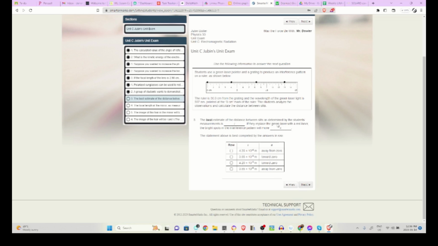So if you replace a high energy with a low energy, then you're going to get more diffraction. The more energy, more momentum we have, the more likely it is to come straight through. So part 2 has to be away from the 0. So that means we're either looking at A or D.